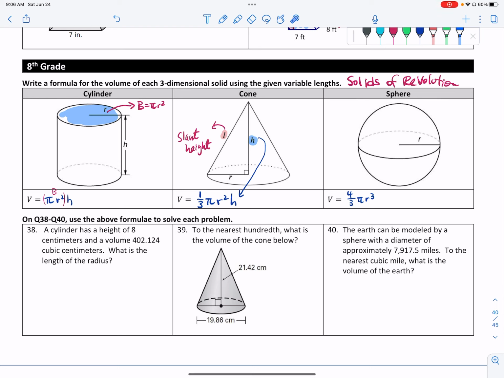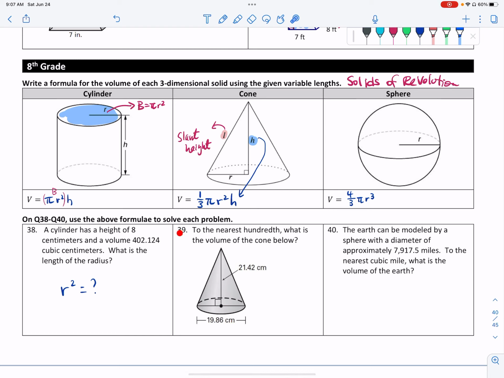And that's what happens on 38. A cylinder has a height of 8 centimeters and a volume of 402.124 cubic centimeters. Notice the cubic for volume here. What is the length of the radius? So here's one you're going to have to work backwards. Since this has an r squared in it, here's a question for you. If you isolate your r squared is equal to some number, how do you get rid of the squared there? Remember this inverse operation thing? You're going to take the square root. It happens on the Pythagorean theorem. It happens here too. Okay.